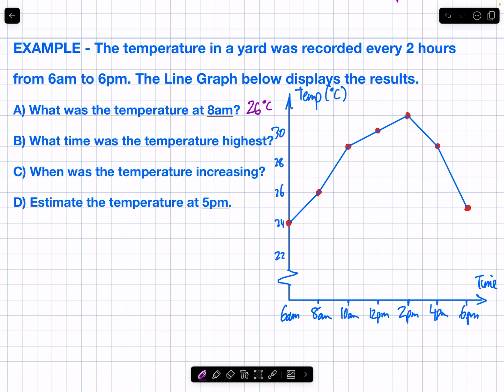What time was the temperature the highest? So I'm looking at the temperature axis. Whereabouts was it the highest up on that line? It was in line with this. It was at 2 p.m. When was the temperature increasing? So it's increasing if it's going up to the right. So increasing here, increasing, no longer increasing. So it was increasing from 6 a.m. to 2 p.m.